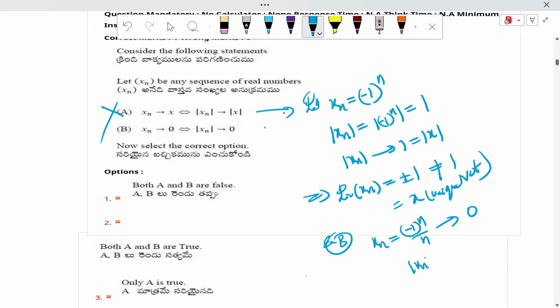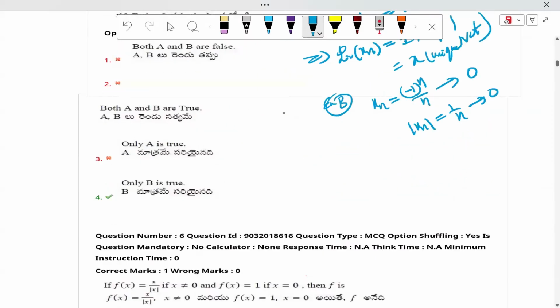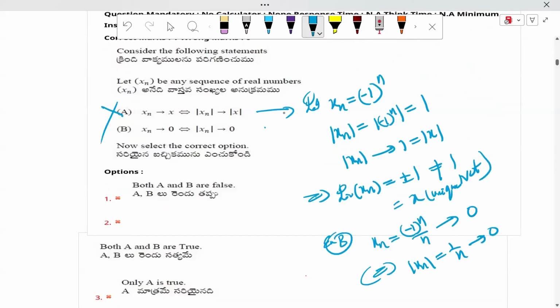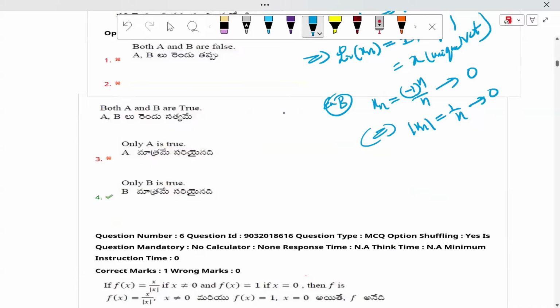So mod xn is nothing but 1 by n. It also converges to 0. If and only if condition satisfies here. So only statement B is the right answer. Statement A is the wrong option. So option 2 is the right answer.